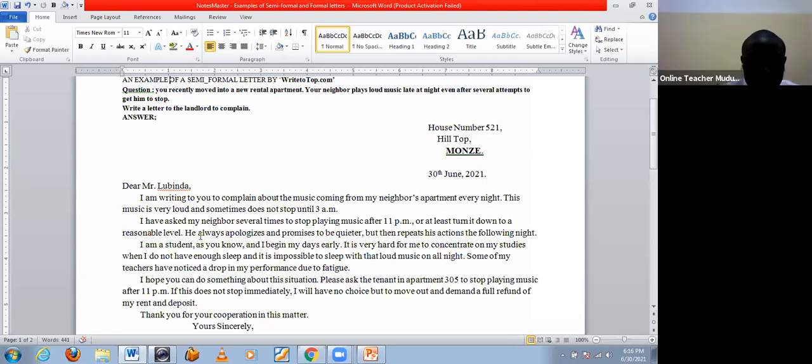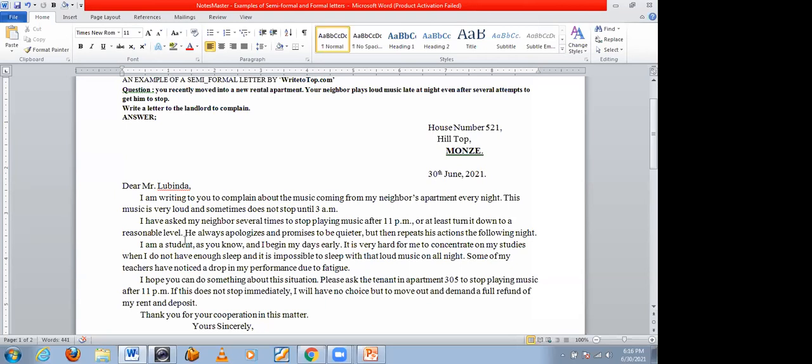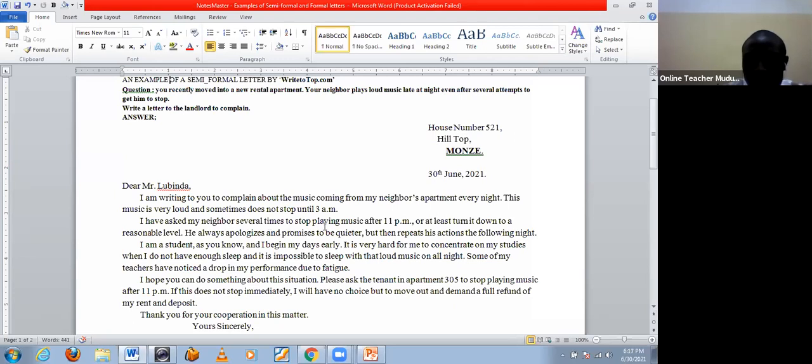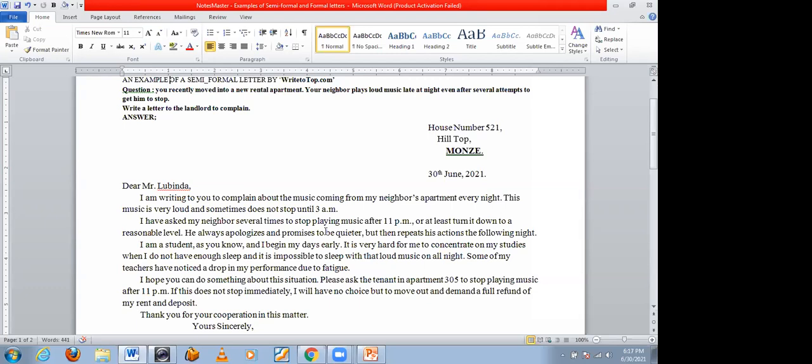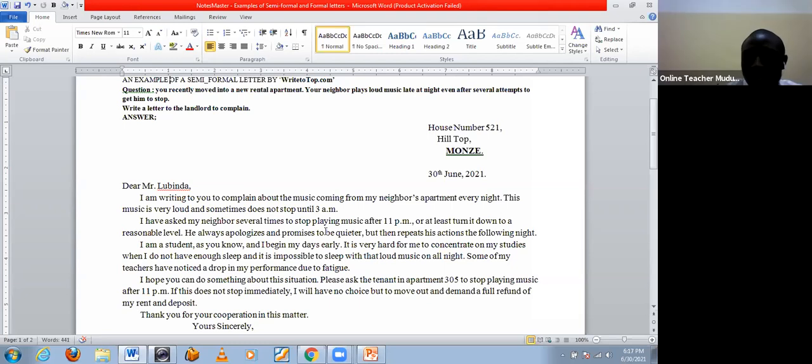In the main body, you now want to go into detail and explain further where the problem is coming from. Paragraph one, I have asked my neighbor several times to stop playing music after 11 p.m. or at least turn it down to a reasonable level. He always apologizes and promises to be quieter, but then repeats this action the following night.